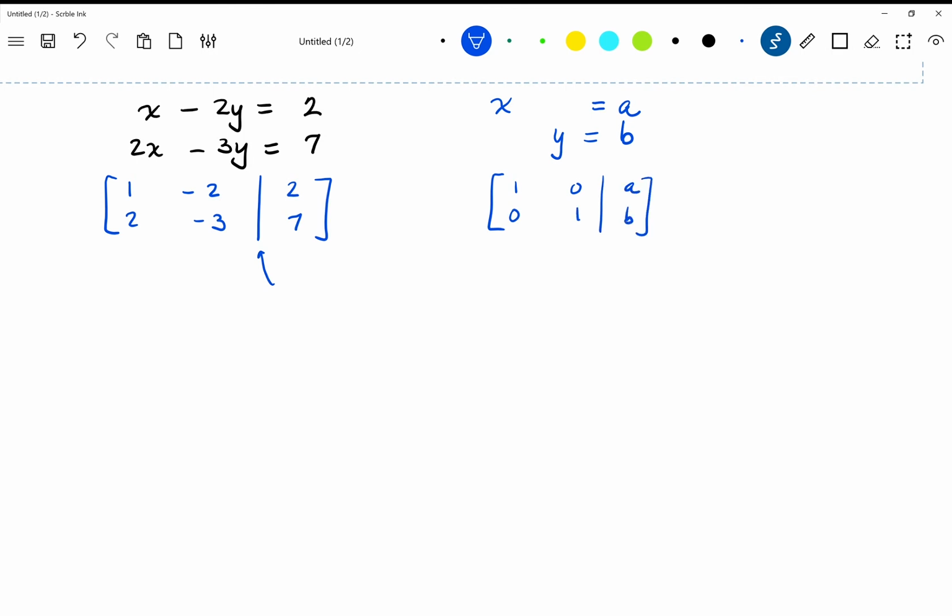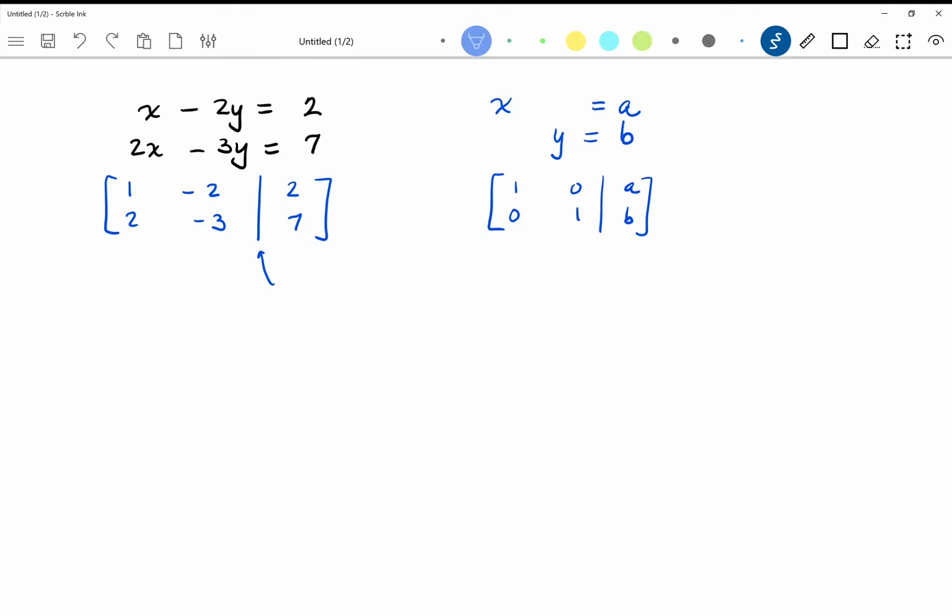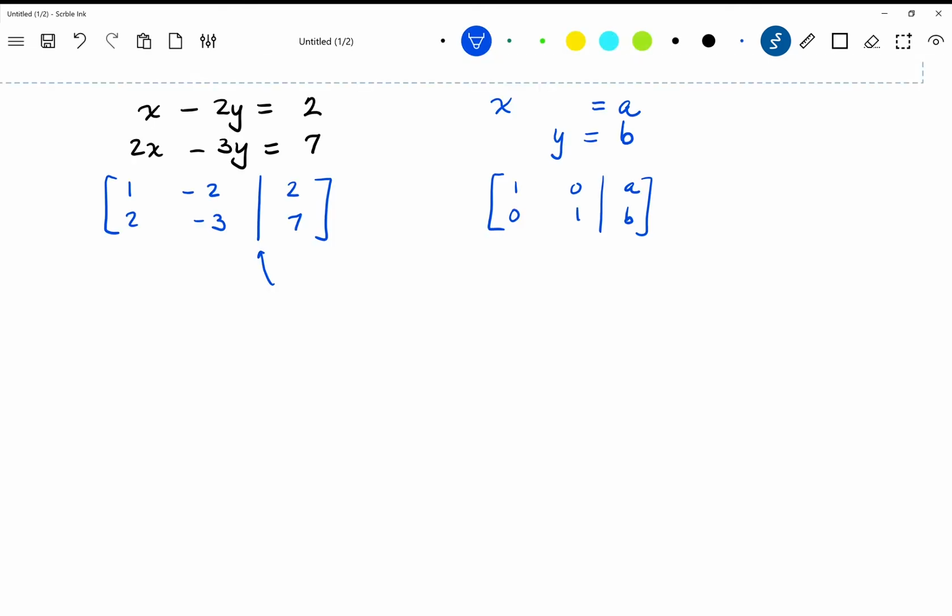So our goal is to get ones on what we call the main diagonal going from the upper left to the lower right, and then zeros everywhere else. So the key is, how do we get there? And it's really just a set of steps that we used in elimination, okay?